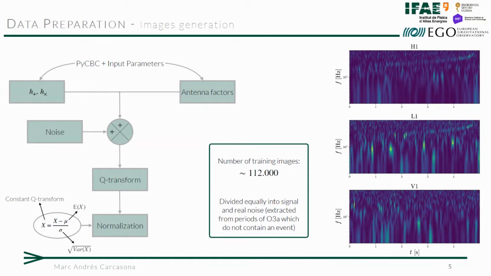Now we've generated of the order of 112,000 images, in which we've divided roughly 50% that contain a real signal, and the other half is the real noise that I was telling, so with no injection. And the neural net therefore has these two kinds of images to be able to distinguish, so pure noise or noise containing a signal. And you can see here one of the injections that we've covered.